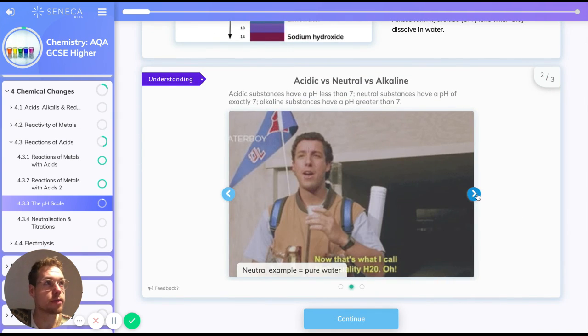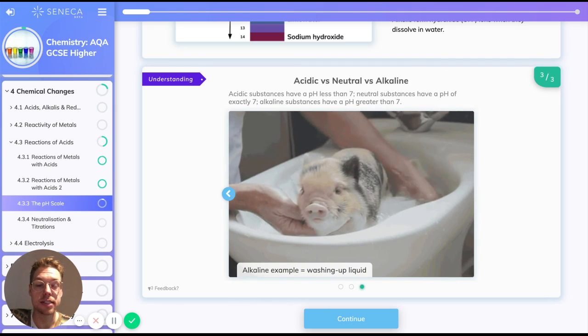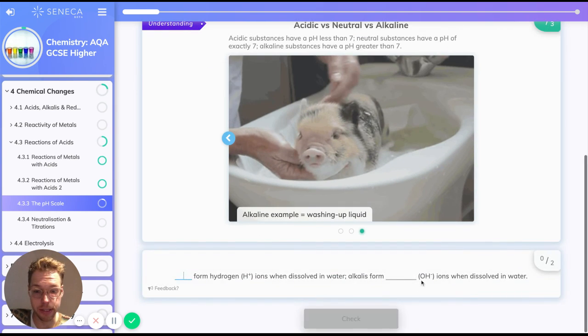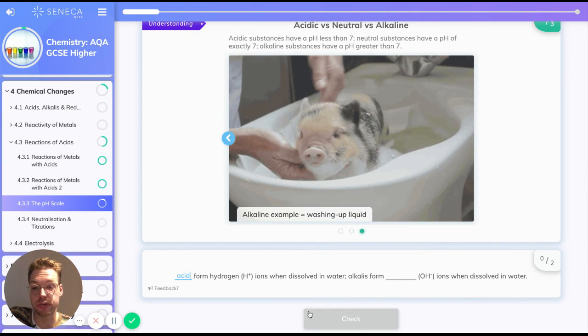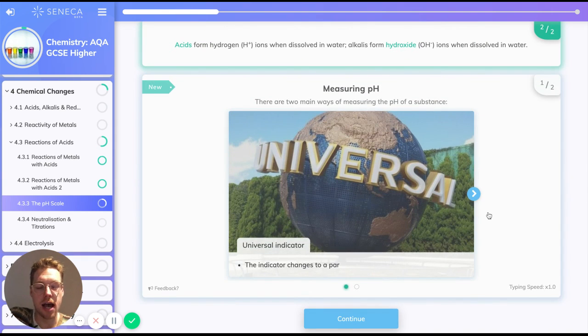So again, other places where we find acid could be in nature, so acid rain. Neutral stuff is pure water, and alkaline, washing up liquids. And just to recap, the key thing is acids form H plus ions. You may also hear those called protons. An H plus ion and a proton are exactly the same thing. Whereas alkalis form hydroxide ions when dissolved in water.